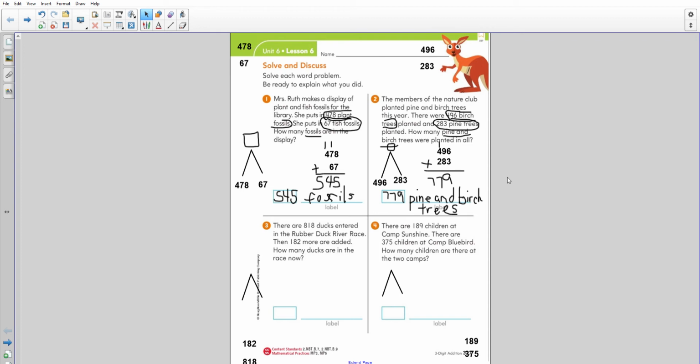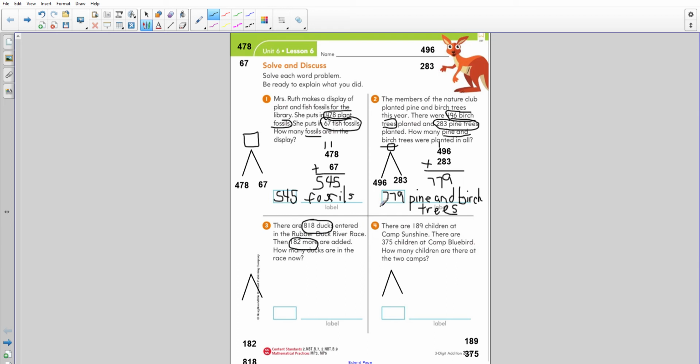Let's go ahead and take a look at number 3. The story says there are 818 ducks entered in the Rubber Duck River Race. Then 182 more are added. How many ducks are in the race now? So let me grab my pencil so I can circle the important information. I see that number of 818, and it's ducks. Then I see another number of 182 more.